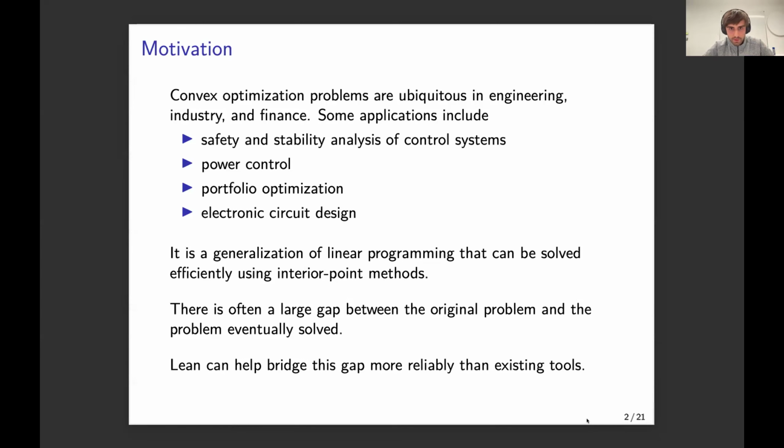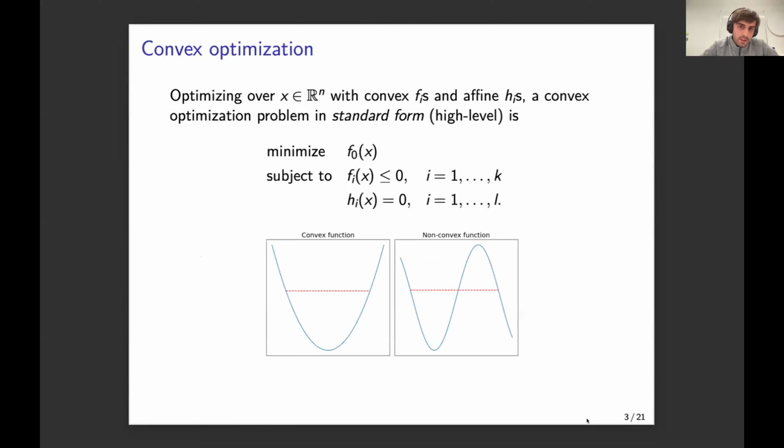So what do convex optimization problems look like? They look as follows. This is the standard form. We're optimizing over X, and the F's are convex. I put a reminder of what convex means. If we can trace a straight line and we stay above the function, we're convex. And for sets, if the straight lines stay within the set.